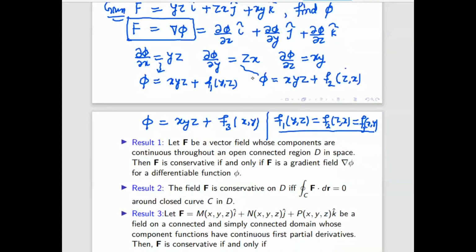So the final answer will be xyz plus constant. So you can write like that, this is the function of yz equal to zx equal to xy. That is possible only if f1 equals f2 equals f3 equals some constant. Then if you replace f1, f2, f3 with c, some constant, the answer will come phi equals xyz plus c. That will be the answer.